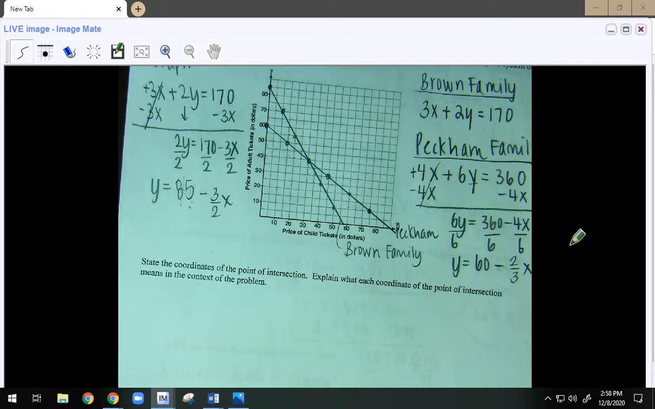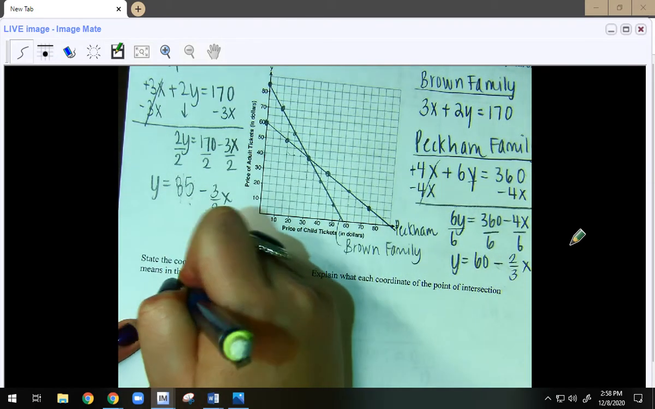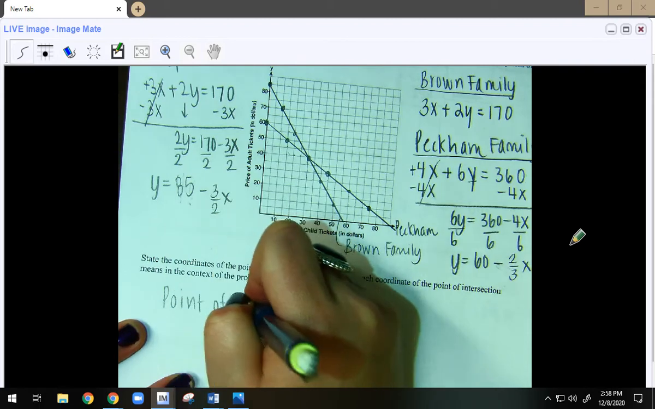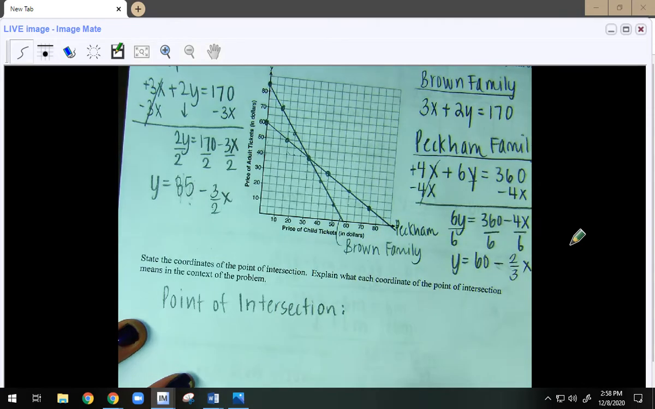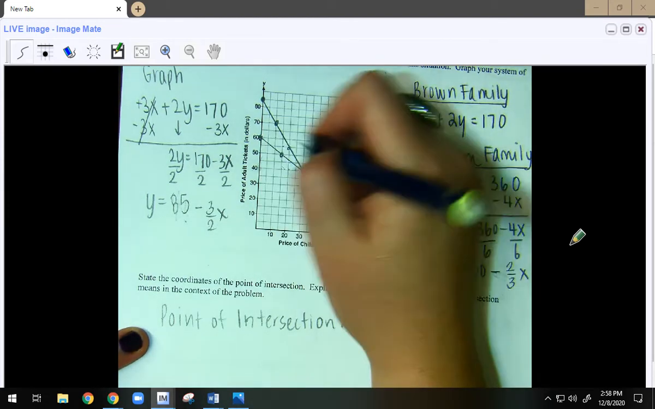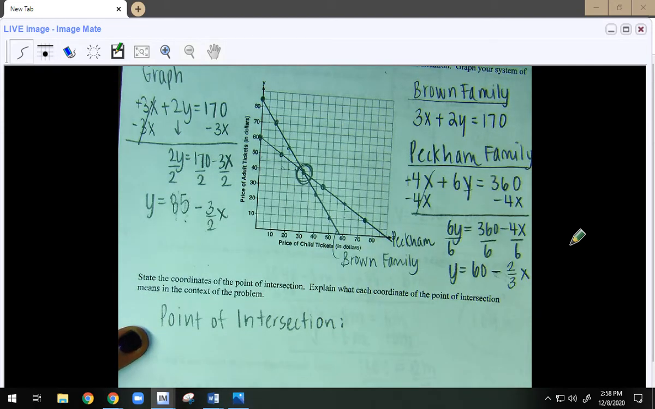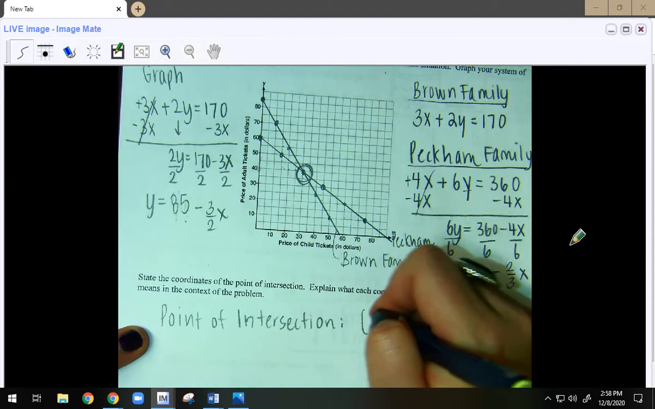All right, so the last part of this question says, state the coordinates of the point of intersection and explain what each coordinate of the point of intersection means in the context of the problem. Okay, so the point of intersection, aka where do these things cross? Right here. Okay, so the point of intersection is where these two things intersect, and that point is at 30, 40.